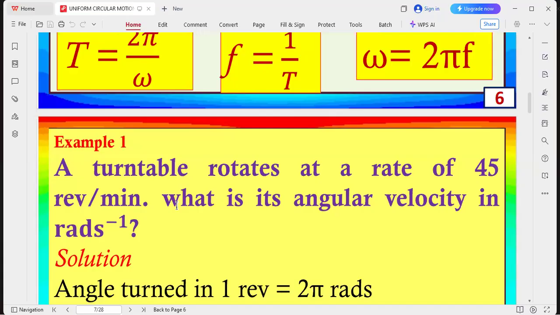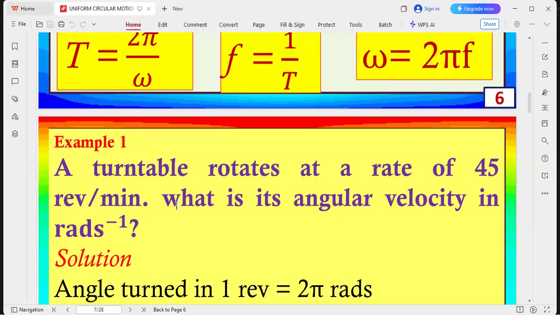So let's convert 45 revolutions per minute to revolutions per second, which gives us frequency f, because frequency is the number of complete revolutions in 1 second. So if 45 revolutions are in 60 seconds, then how many revolutions will be in 1 second? That will be 1 over 60 times 45, which gives us 0.75 hertz. So the frequency of this turntable is 0.75 hertz.